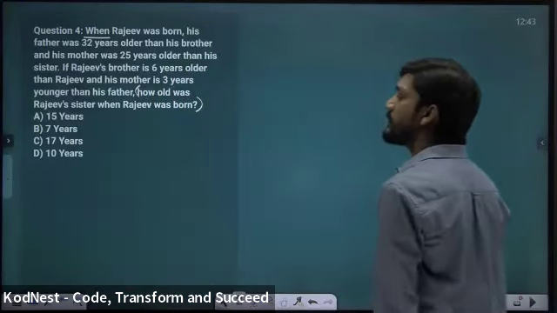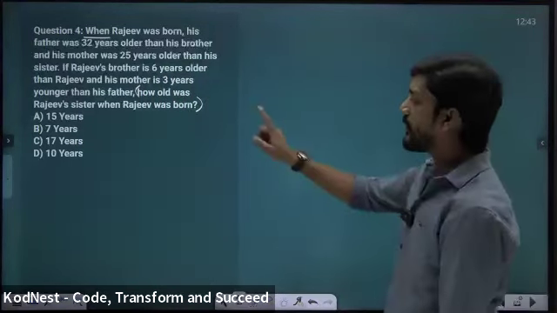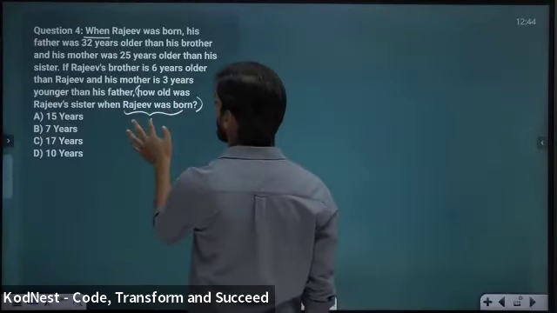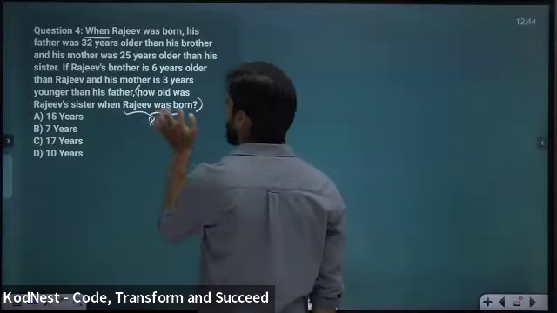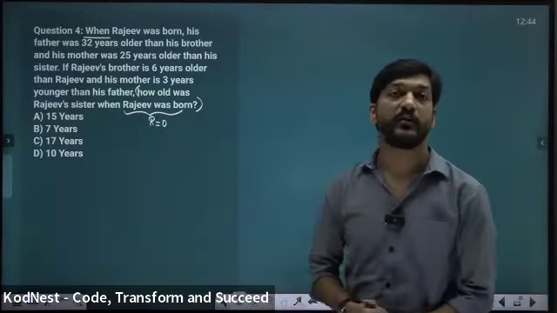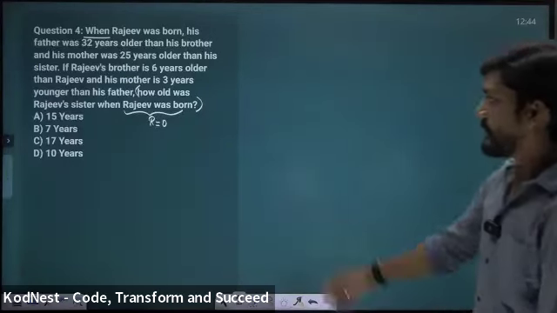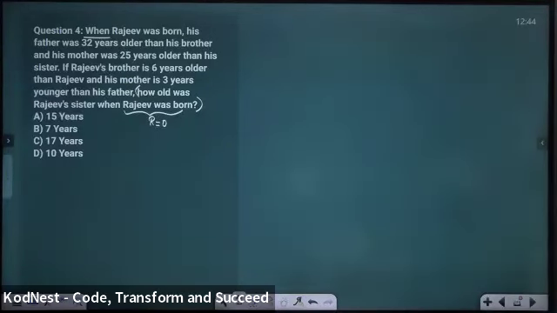How old was Rajiv's sister when Rajiv was born? When Rajiv was born means when Rajiv was 0. So what was the age of the sister when Rajiv was 0? This is the question. So please start with this question. Think what should we do?